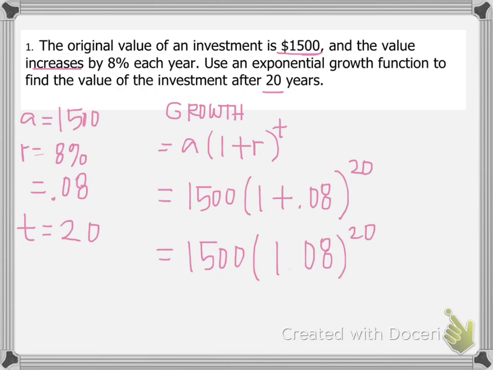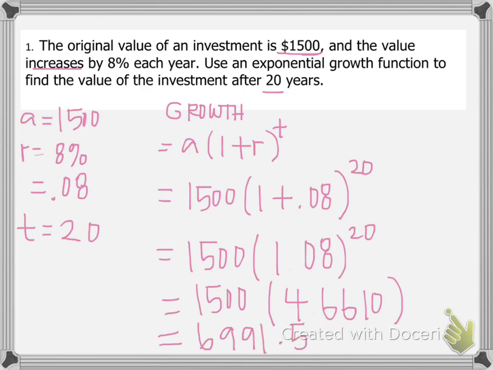When you put 1.08 raised to the 20th power in your calculator, you're going to get 4.6, 10 basically. And then when you multiply that times 1,500, you're going to get 6,991.50. So after 20 years, instead of $1,500, it's going to grow to $6,991.50.